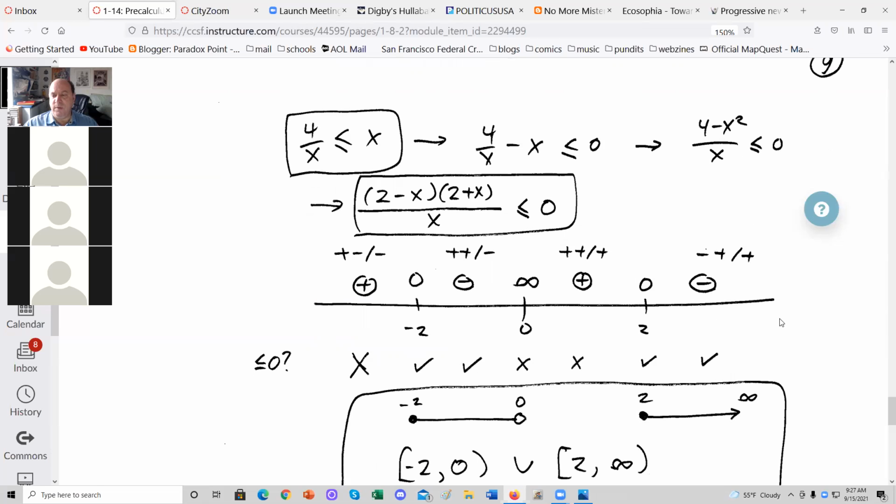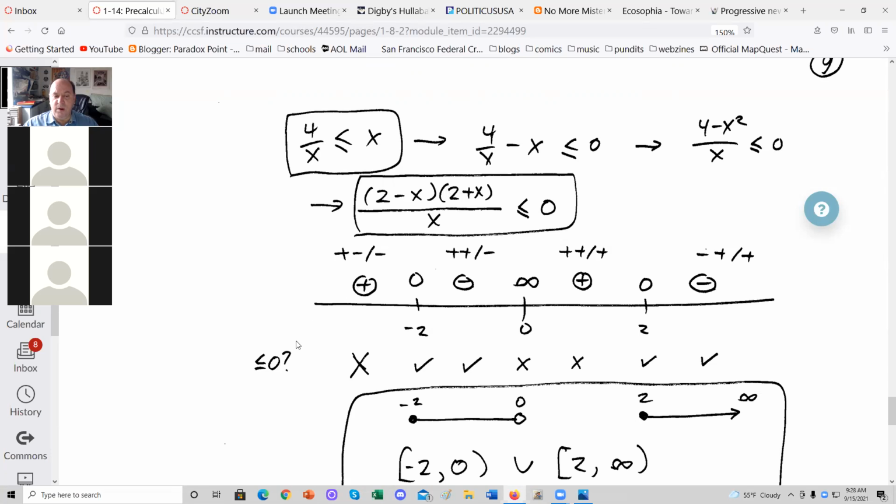Okay, sign graph. Here we go. At -2 and 2, it's 0. At 0, we're dividing by 0, we get infinity. Above 2, this is negative times plus over plus, which is negative. Going through 2, it's plus times plus over plus, which is plus. Going through 0, between -2 and 0, it's going to be plus times plus over minus, which is minus. And below -2, it's plus times minus over minus, which is plus.